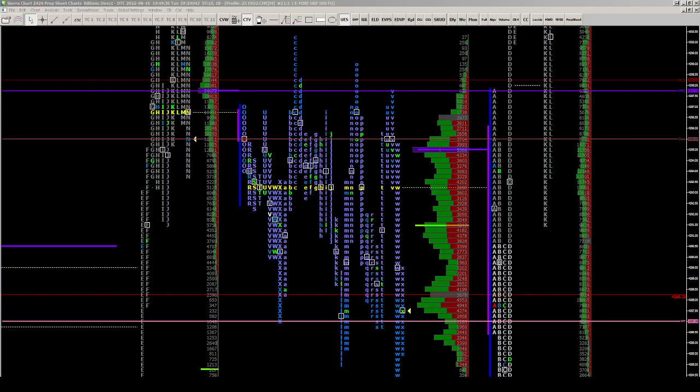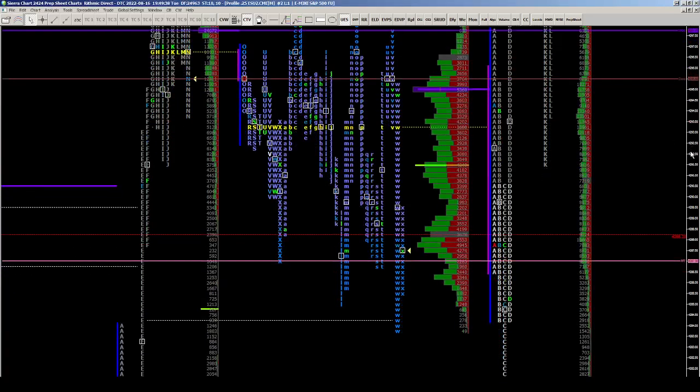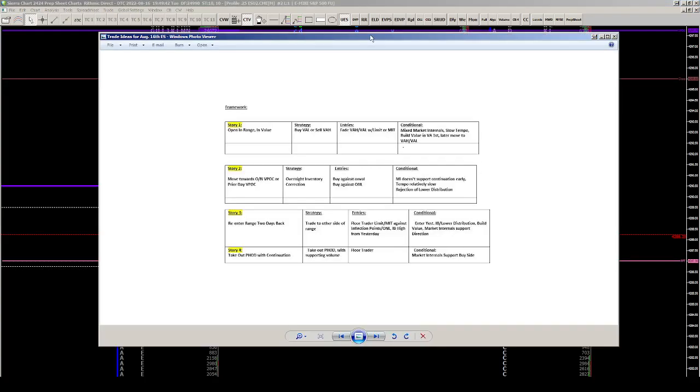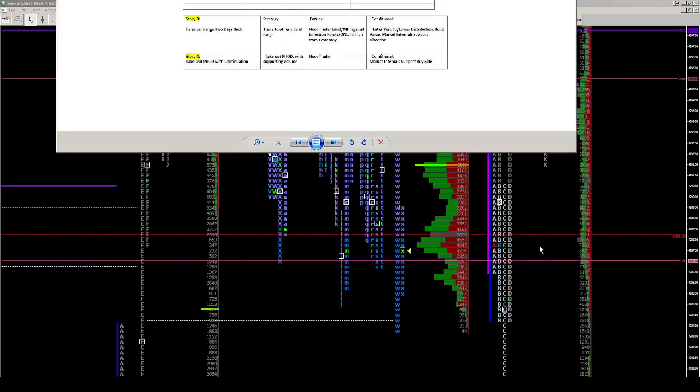So the next thing that happened was that we broke in C period to that lower distribution. Okay, so that trade worked, but this didn't even really happen. I guess you could call this move down a rejection of lower, yeah, you can call it that. That's what it is. I wasn't thinking about it like that, and I'll show you why.